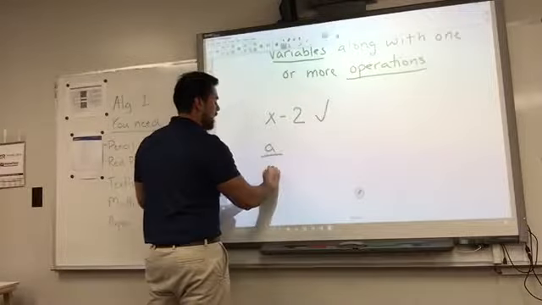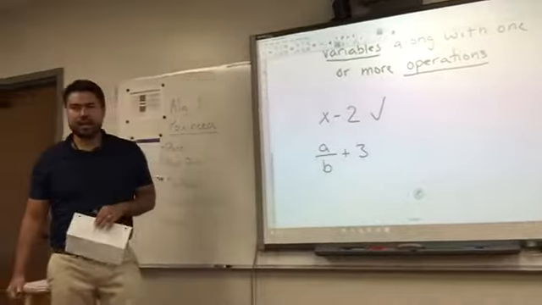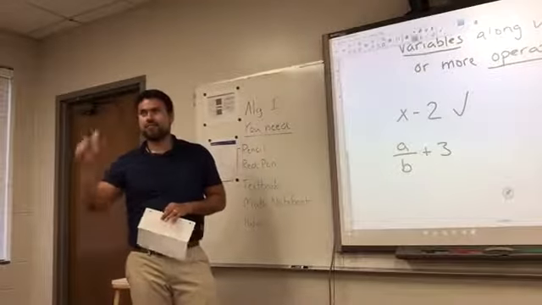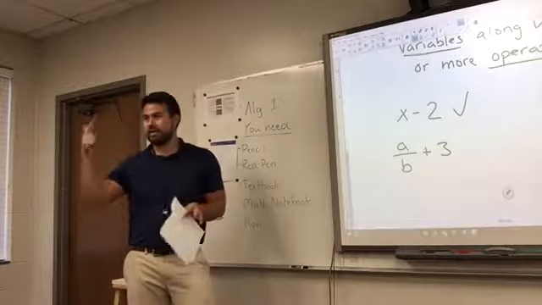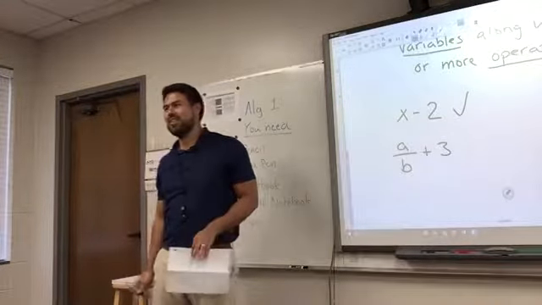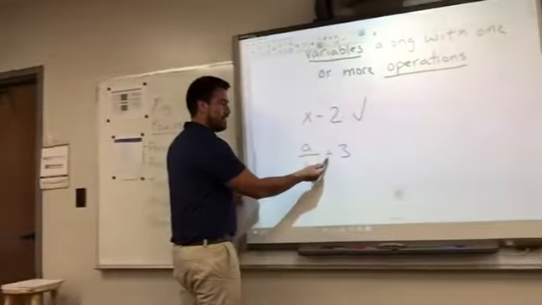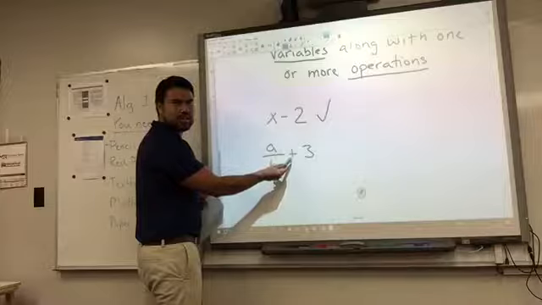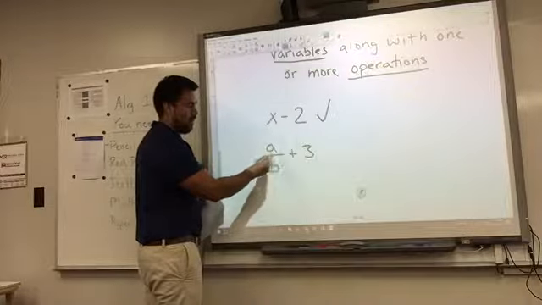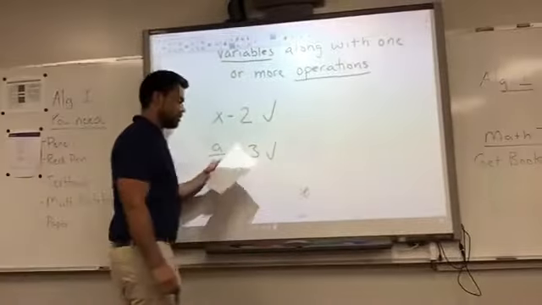Okay, here's another one. A over B plus 3. Is that algebraic? Yes, it has a variable, it has a number. What is the operation? Division and... Whoa. I see addition. Where's the division? A over B. Right here, A over B. So this is also an algebraic expression.